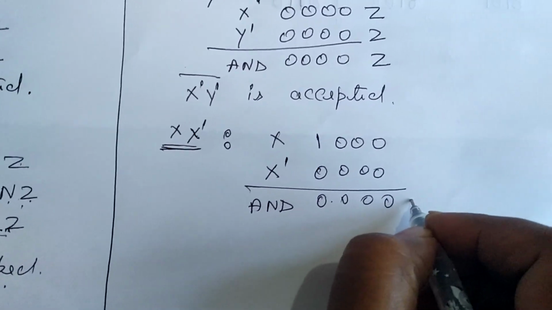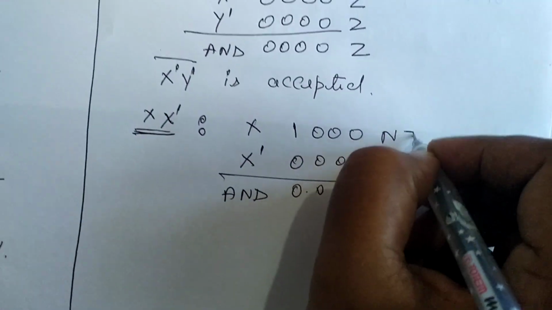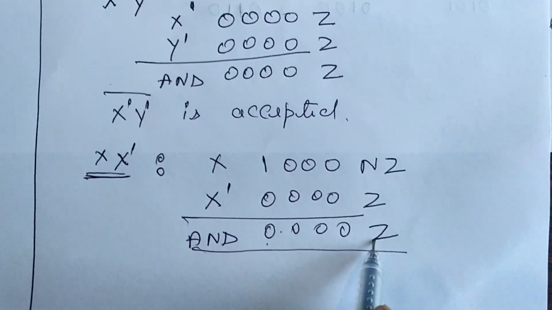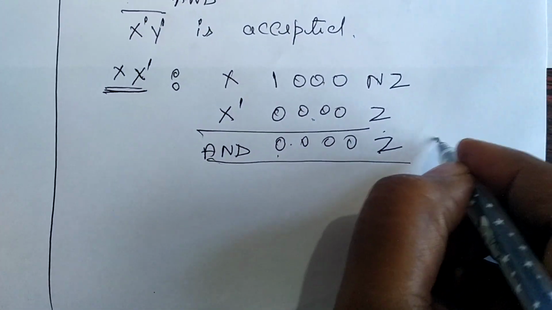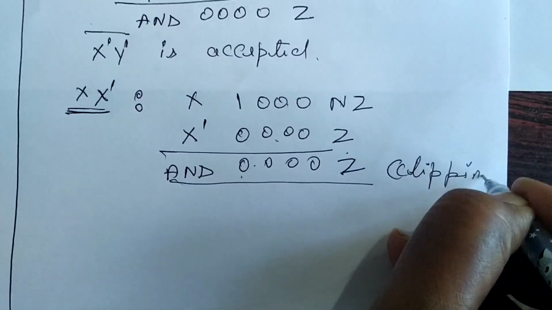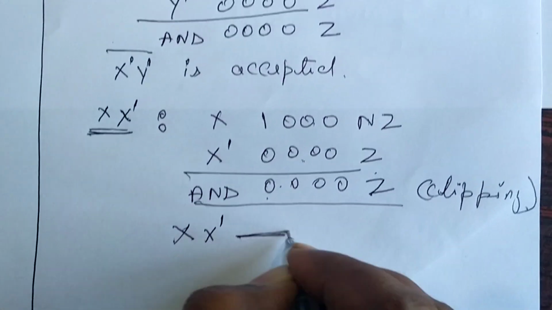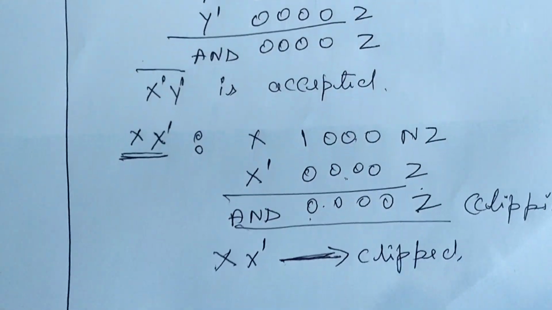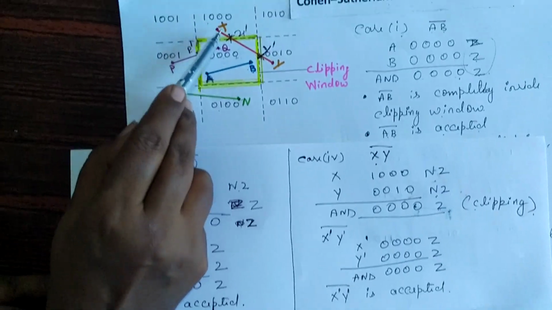So the AND operation result will be 0. But this one is 0 and this one is non-zero. Please observe your AND operation. If the AND operation result is 0, and any one of these values is non-zero, we need to perform clipping. So the line segment X and X dash has to be clipped here as per the algorithm. So we completed X dash, Y dash, and X and X dash.